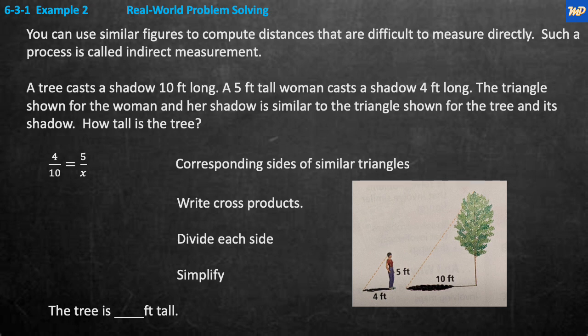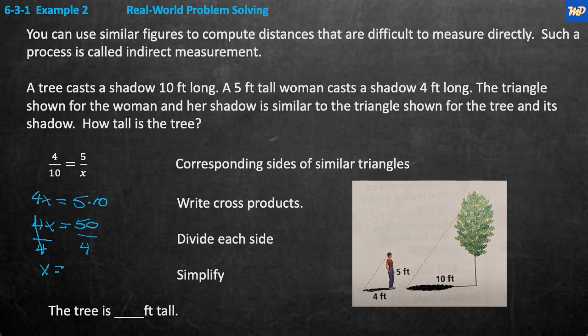So now that we've written the relationship, 4 over 10 is equal to 5 over x. It says here to write the cross products. So the cross products say it's 4 times x is equal to 5 times 10. Okay, now we can carry that out to the next step. 4x is equal to 50. It says divide each side. What are we going to divide each side by? 4. So we're going to divide by 4 on this side, and we're going to divide by 4 on this side. So when you divide 4 by 4 on the side with the x, the 4's cancel, and you're left with x.